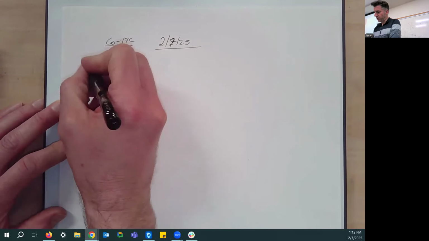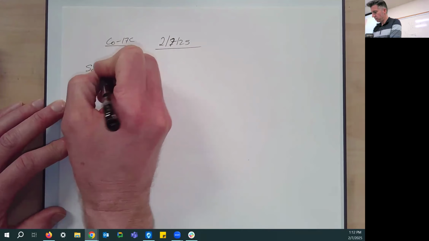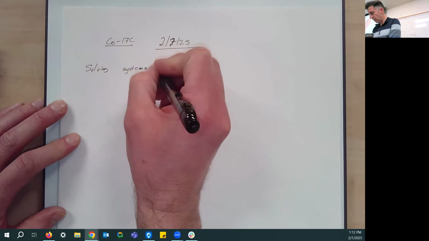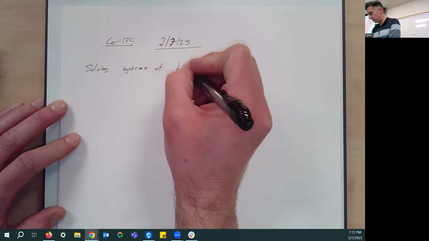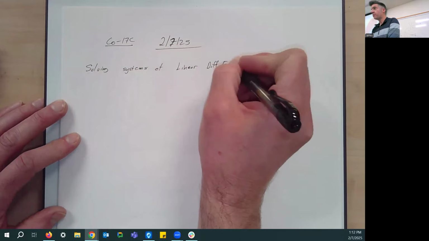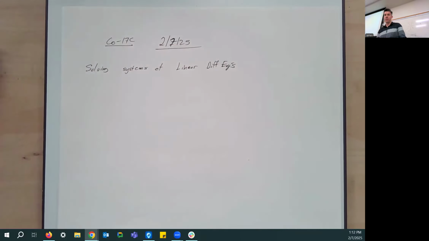All right, so solving systems of linear differential equations. Here's the setup. We started this last time, but we didn't really find the solution. We just talked about what it represented.